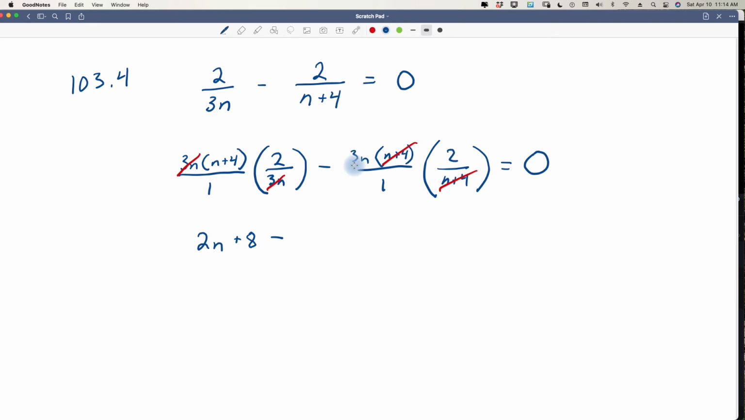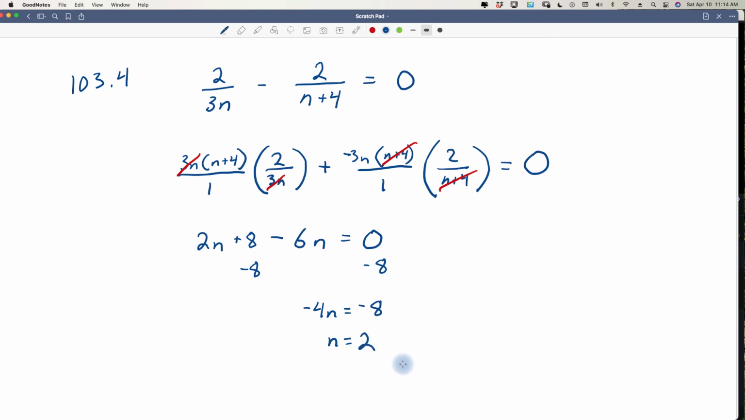Minus 3n. And remember my trick, turn it to positive and make that a negative. Negative 3n times 2 is a negative 6n over 1 is a whole number equals 0. We're going to subtract 8 from both sides, and we're going to squish our 2n and our negative 6n together. That gives us a negative 4n equals a negative 8. Negative 8 divided by negative 4, n is equal to 2.